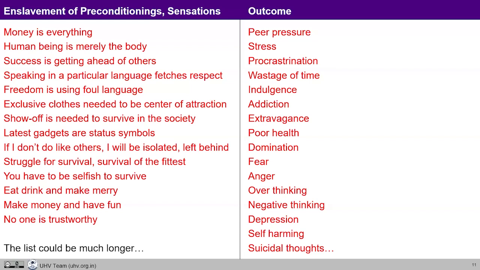Peer pressure, stress, procrastination, wastage of time, indulgence, addiction, extravagance, poor health, domination, fear, anger, overthinking, negative thinking, depression, self-harming, suicidal thoughts. Now this new kind of problem has come up in the society, self-harming. The students are cutting their nerves, they are scratching their faces. And this becomes our concern.